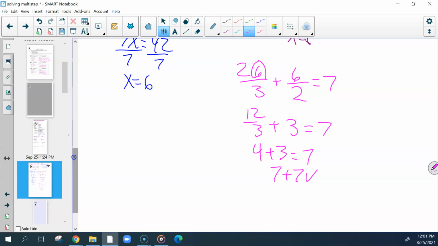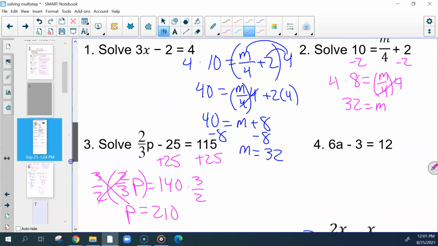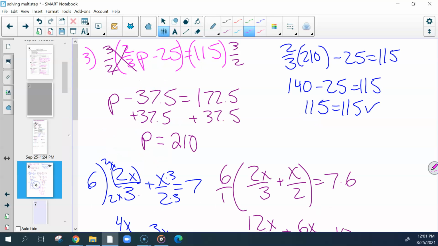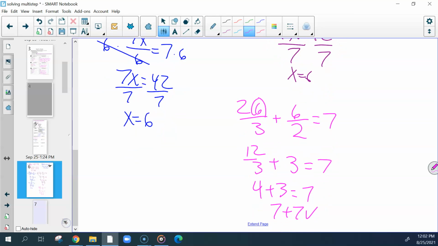The goal is, if you get problems with fractions, not to freak out. Yes, this is still, what is that, 6? Yeah, I was just doing it on a separate piece. Okay, questions on that one before we do our last one?